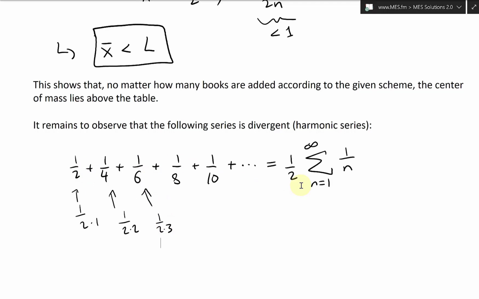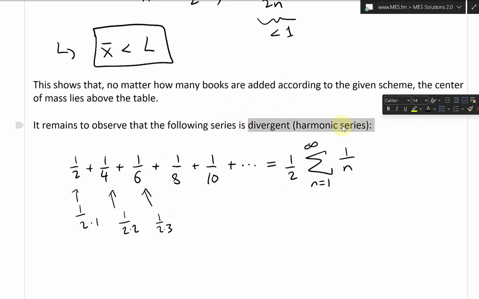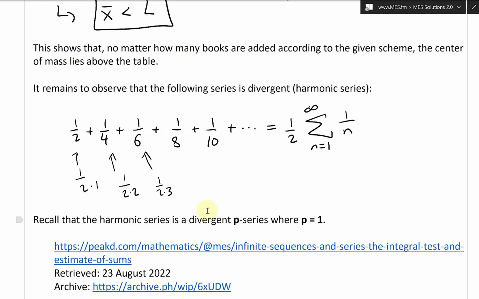So this right here is divergent. This is a divergent harmonic series, as per my earlier video. I'll just write this down. Divergent. So in other words, this total goes to infinity, so the distance can be as far as you want.